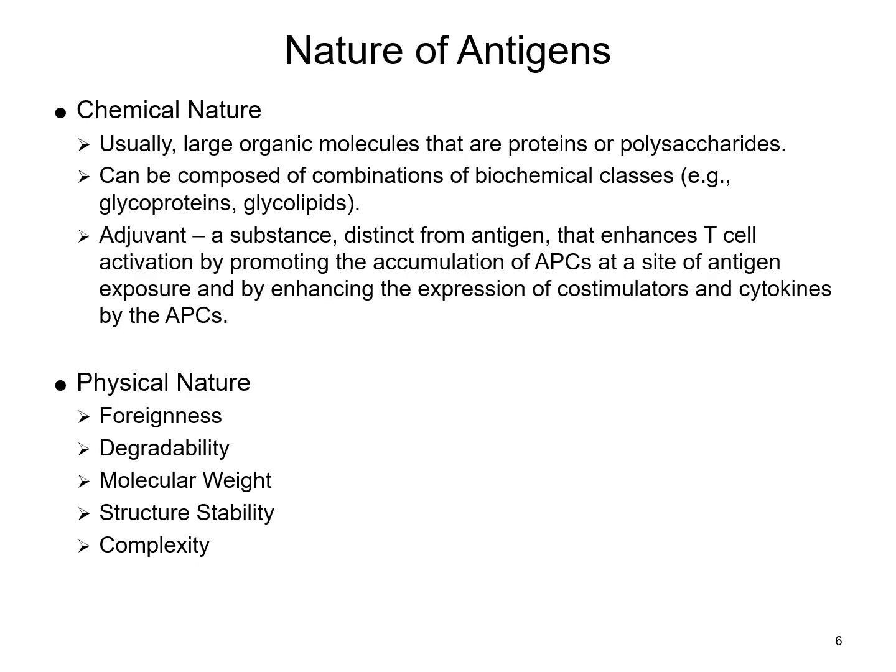So now let's look at the nature of antigens and first discuss the chemical nature of antigens. Antigens are usually large organic molecules that are proteins or large polysaccharides, and less commonly lipids. Antigens, especially cell surface or membrane-bound antigens, can be composed of a combination of biochemical classes, for example glycoproteins or glycolipids.